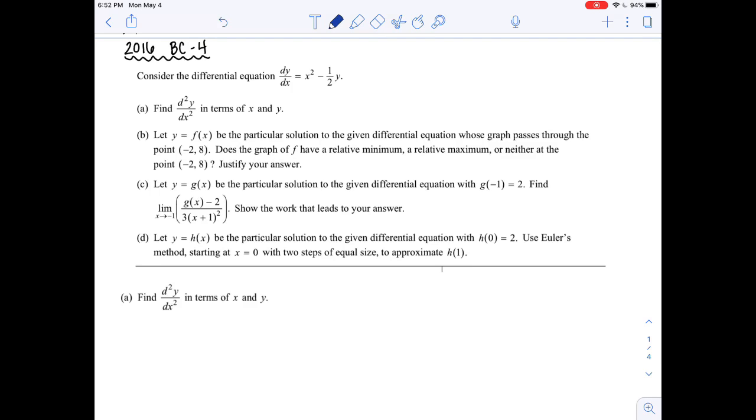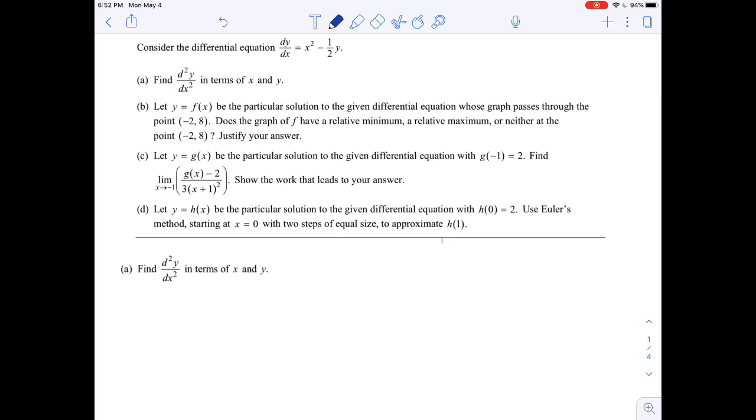So for 2016, the first one, 2016 BC4, it says consider the differential equation and find the second derivative. Again, I feel like this is good because this shows your understanding of implicit differentiation. So let me write the first derivative down. dy/dx equals x squared minus 1/2 y. Because that right-hand side is not all in terms of x and you're taking derivatives with respect to x, you have to use implicit differentiation.